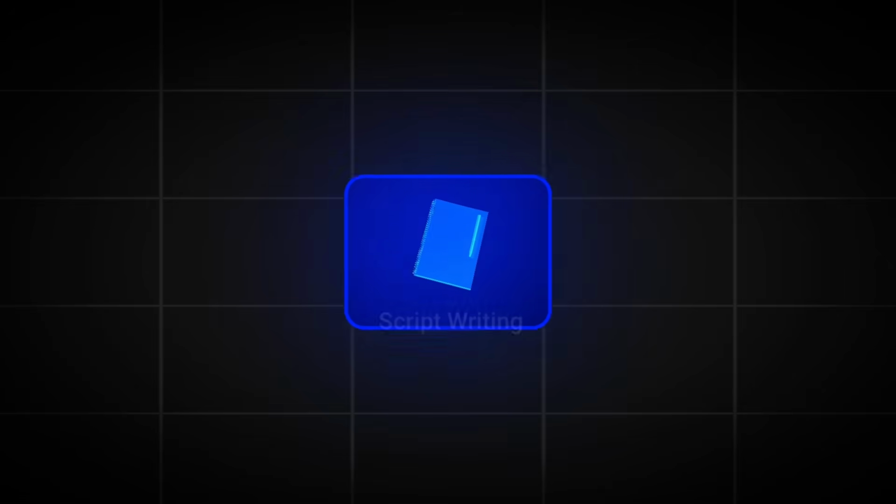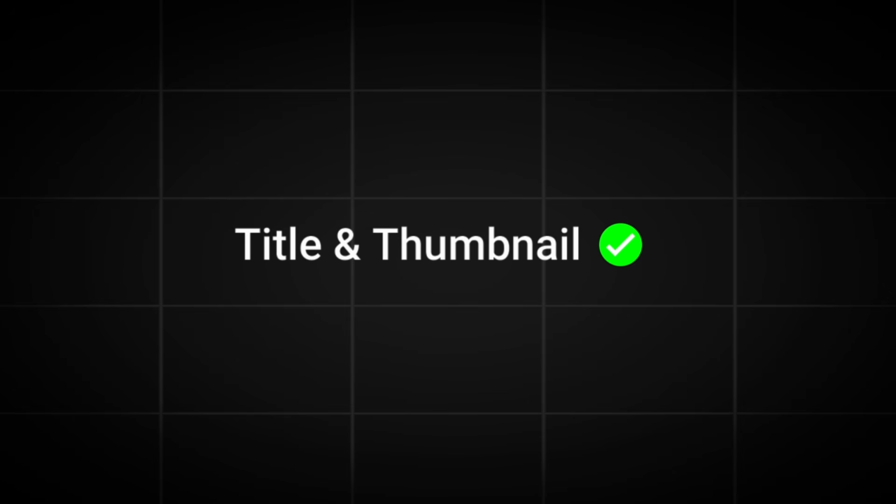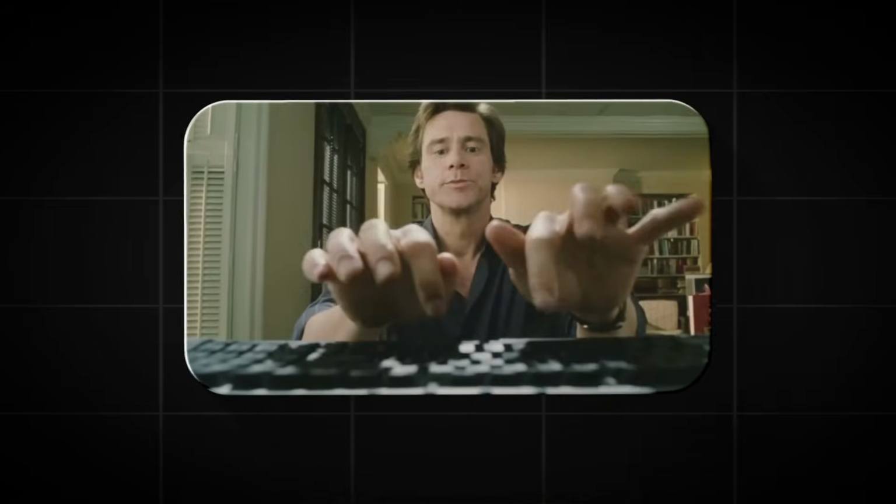Case 3, script writing. Topic locked. Title and thumbnail locked. Now we fill the middle, and this is where most AI content falls apart. Generic hooks, flat pacing, scripts that sound exactly like every other channel. The problem is not the AI, it is what you feed it.